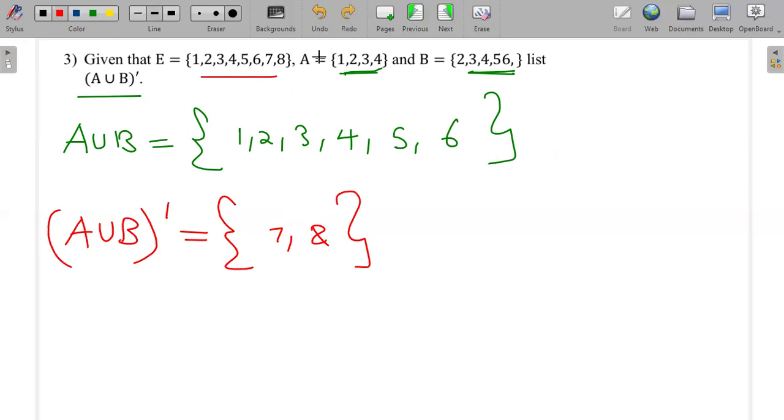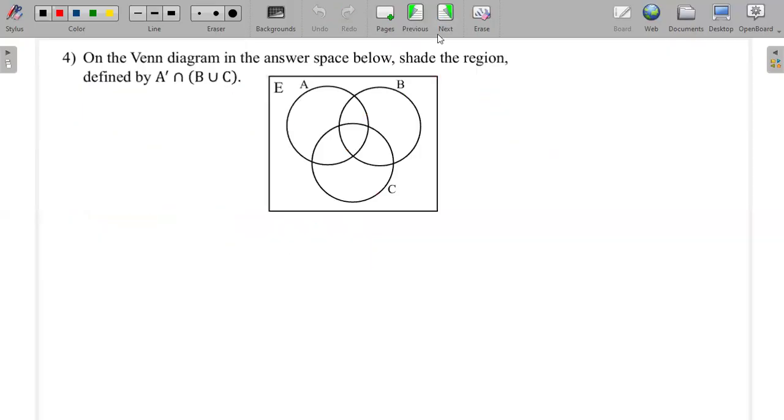So they are going to be in the what? In the complement. Okay, so that was question 1, 2, 3. We now look at question 4. So question 4, they're saying on the Venn diagram in the space below, shade the region defined by A complement intersection B union C. Okay, shade the region A complement intersection B union C.